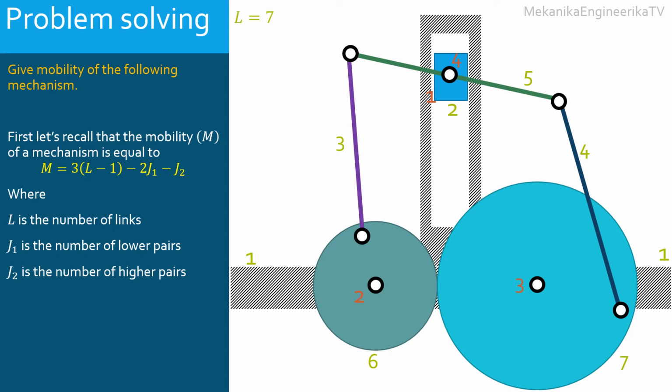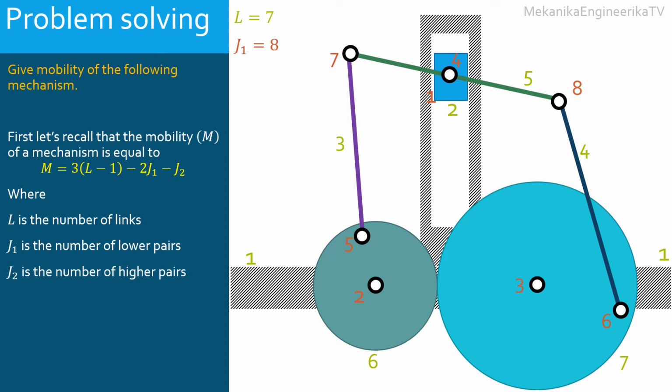There are 2 pin joints between the bars and the gears. Namely, there is a rotating joint between bar 3 and gear 6 and a second joint between bar 4 and gear 7. Finally, there are 2 pin joints between bars: 1 rotating joint between bars 3 and 5, and 1 rotating joint between bars 4 and 5. In all we have 1 translating joint and 7 rotating joints. Thus, J1 is equal to 8.